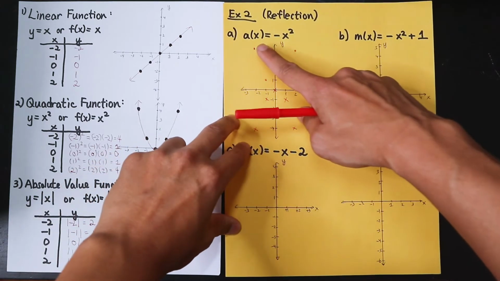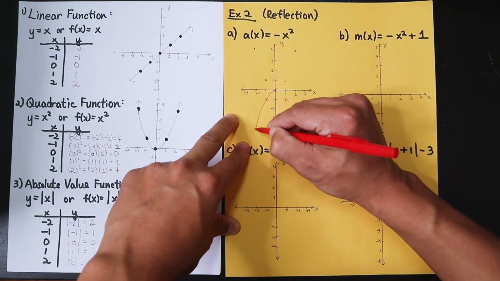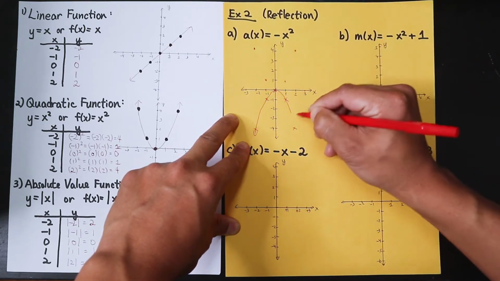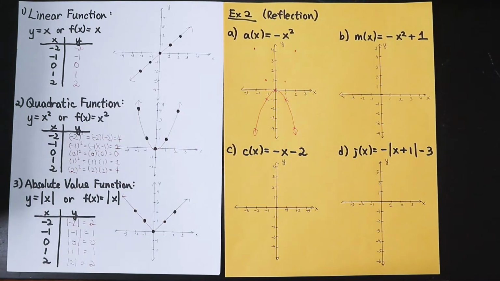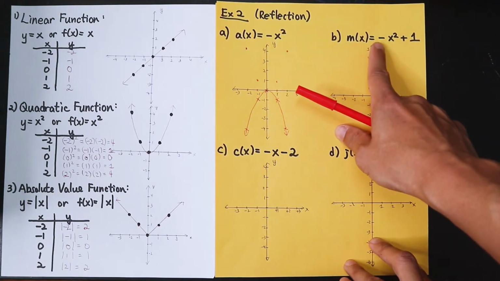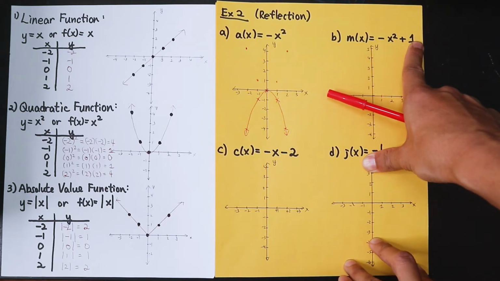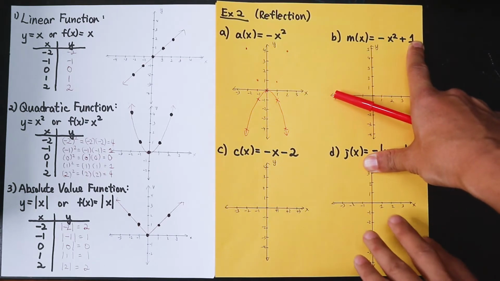And then at the end, you see that these 5 dots are reflected upside down. So at the end, you're going to connect it. And this is the graph of negative x squared. In example B, what happens if you have a very similar function, negative x squared but plus 1 at the end? Well, you're dealing with 2 things here.